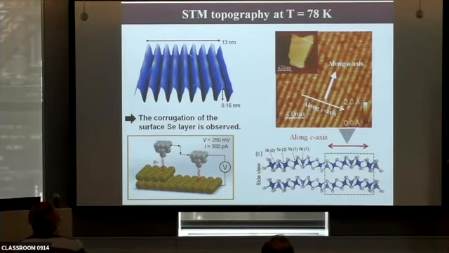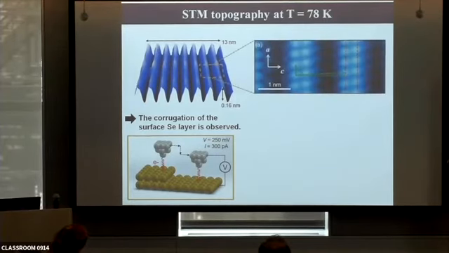And this is the 3D version of the STM topography. It looks like sinusoidal behavior. It indicates that the measurement captures the corrugation of the surface selenium layer. Here the top-to-bottom distance is 0.16 nanometers, which corresponds to the distance between the highest line and the lowest line of selenium atoms.